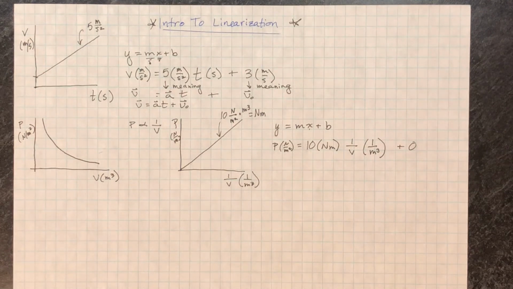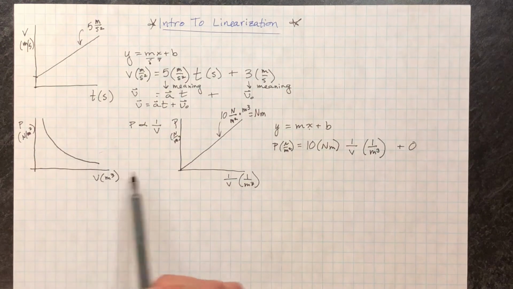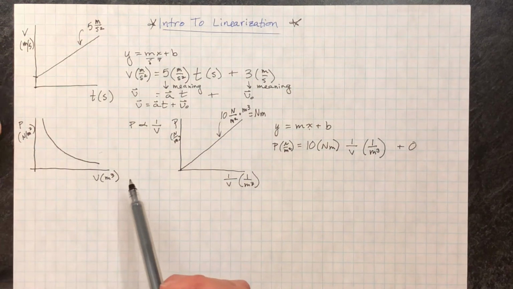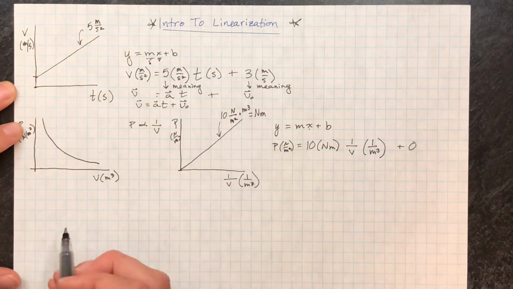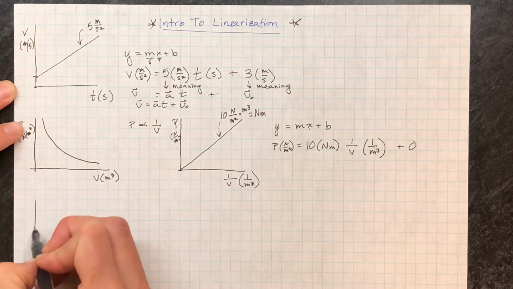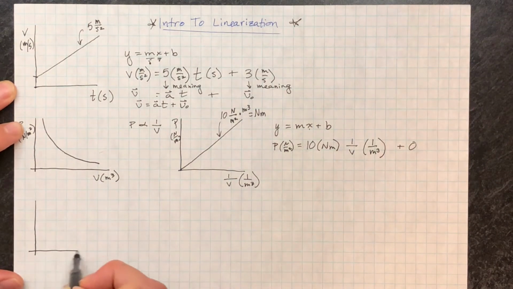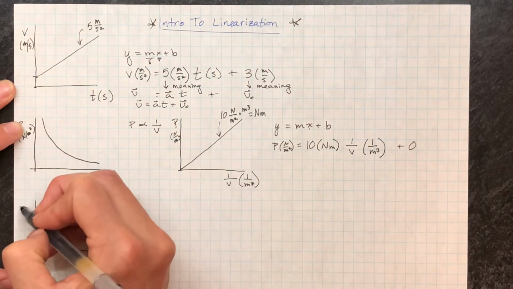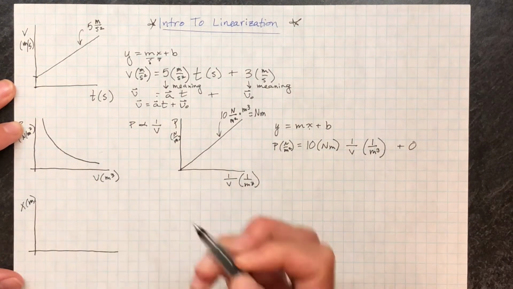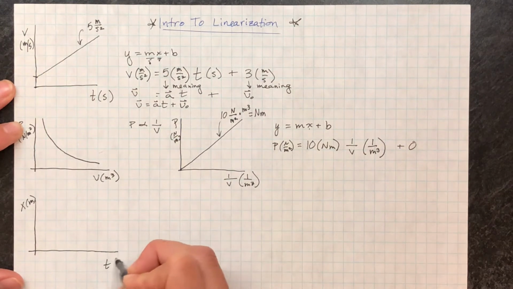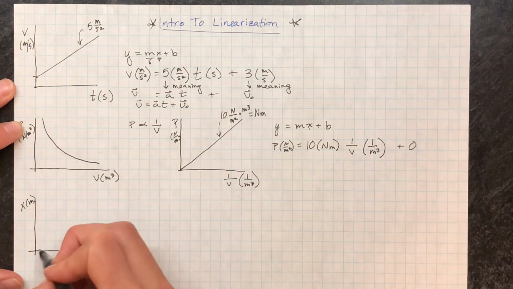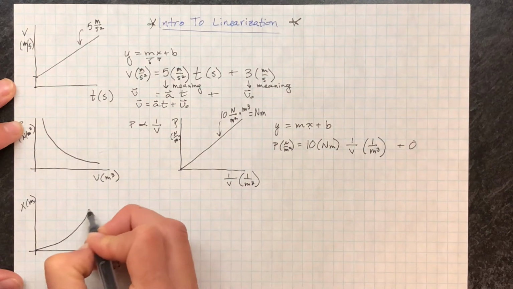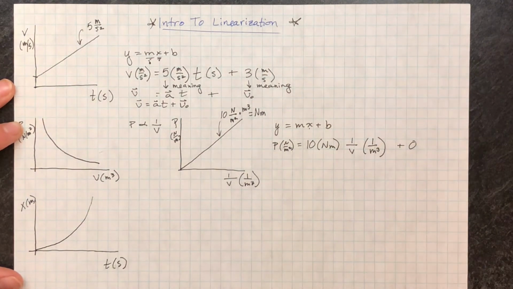Now, let's try another one. There are 3 main shapes that you need to be familiar with in the beginning of this. So one is a hyperbola. The next one is a top opening parabola. So let's do one like that. So let's say you did another lab and you have position in meters on the y-axis and time on the x-axis. And you have something that's accelerating at a constant rate, so you get a curve that looks like this.